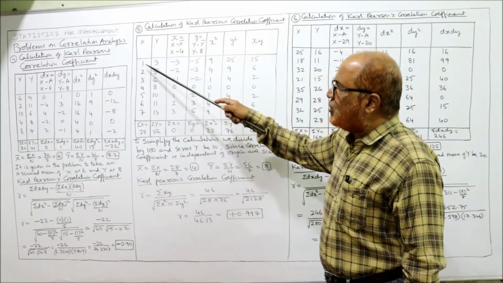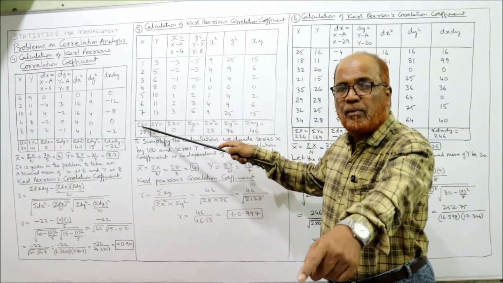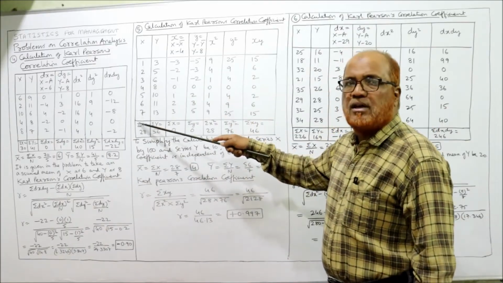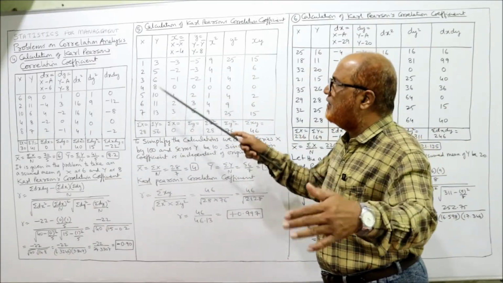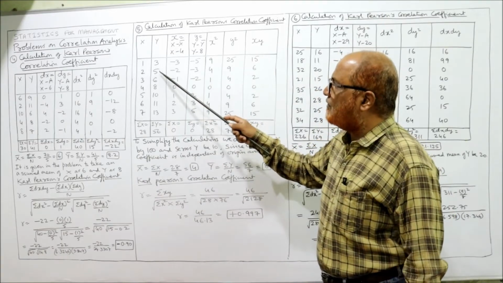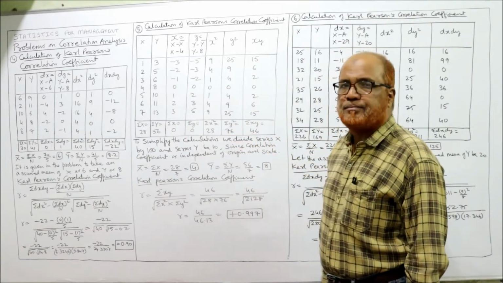Now x values are 1, 2, 3, 4, 5, 6, 7. In the problem it is given 100, 200, 300. I have removed two zeros. Second, the y series is given 30, 50, 60. I have removed one 0 and I have taken 3, 5, 7, 8, 10, 11, 13.